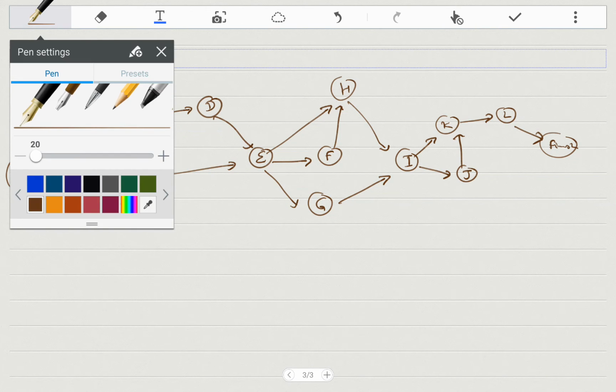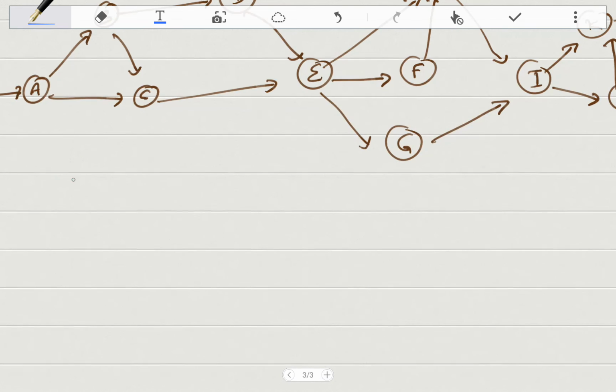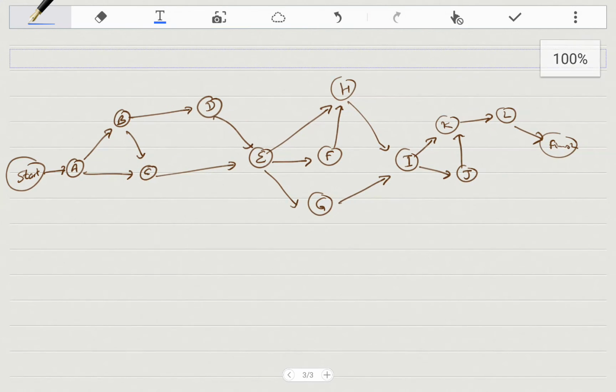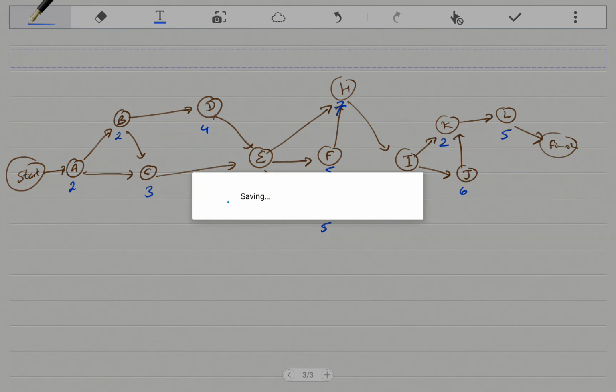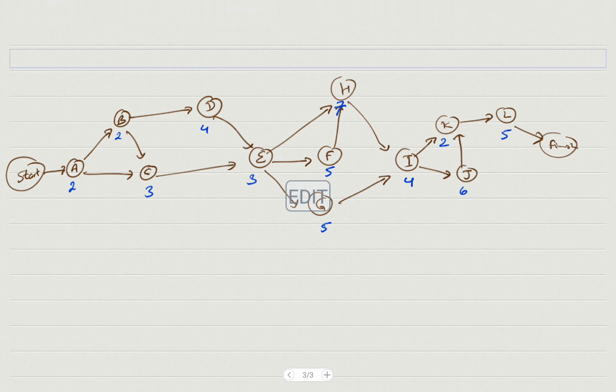Let me use a different color. Alright, blue looks like a right color. Alright, for A we have processing time equals 2. For B we have 2, C we have 3, D we have 4, E we have 3, F we have 5, G we have 5, H we have 7, I we have 4, K is 2, J is 6, L is 5. Alright, let's do the forward pass, in which we do earliest start and earliest finish.